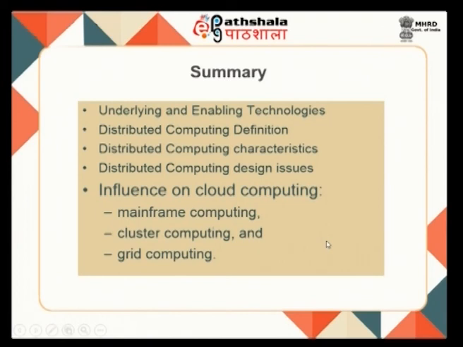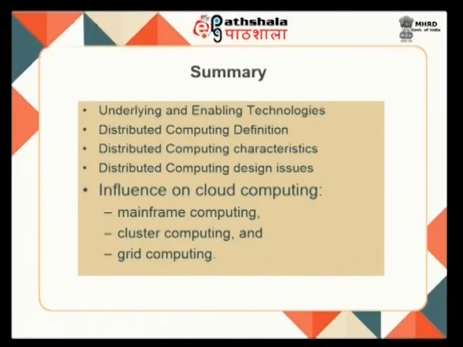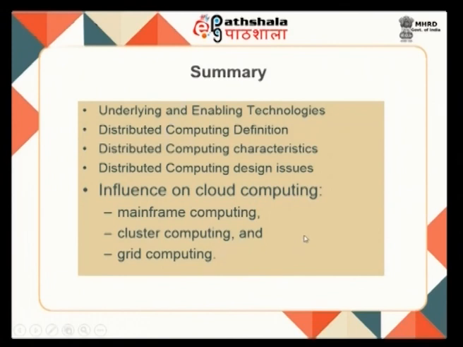So, in summary, we have seen in this unit today that the foundation technology of cloud is distributed and parallel computing. The enabling technologies of cloud are virtualization and software SOA, and the dependent technology is P2P. We have seen how distributed computing has helped cloud computing to evolve, and we saw that the three parts of distributed computing which have influenced cloud computing are mainframe computing, cluster computing, and grid computing.